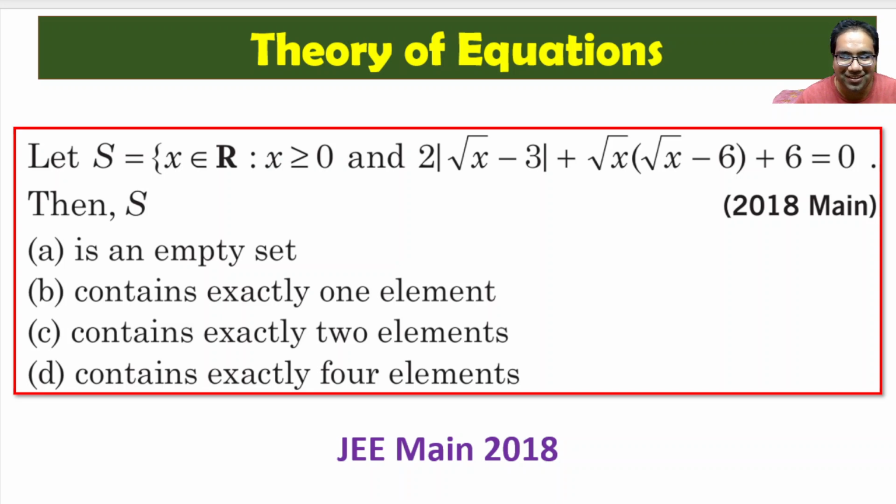Hi friends, here is a nice problem. We have this equation: 2 times mod of (root x minus 3) plus (root x plus 3) times (root x minus 6) plus 6 equal to 0. And we are looking for x which solves this equation, and at the same time x is greater than or equal to 0, x belongs to R.